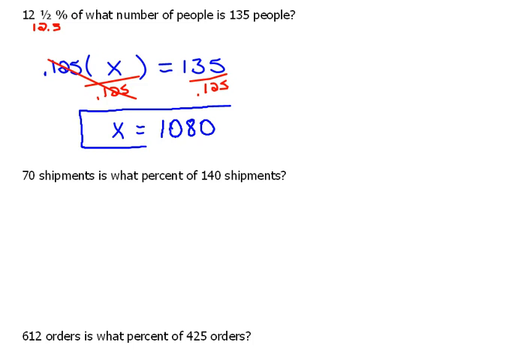So this represents 12.5% of 1080 would be 135. And again, that makes logical sense. 135 is our smaller portion, so it should be smaller than the answer that we found.